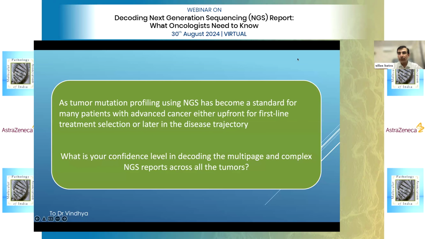So, Dr. Vindhya, the problem over here is we will require NGS for almost everyone. What is your confidence level in decoding the NGS reports across all the tumors? Tomorrow, if somebody tells you gallbladder may have EGFR mutation, how confident are you in acting on it? Sometimes we do send NGS just for the heck of sending NGS. People will come and say, Doctor, that fellow, Dr. Ullas, said send one NGS. He sends for everyone. But that is predominantly because I see lung. And tomorrow you see gallbladder, you're not sending NGS.